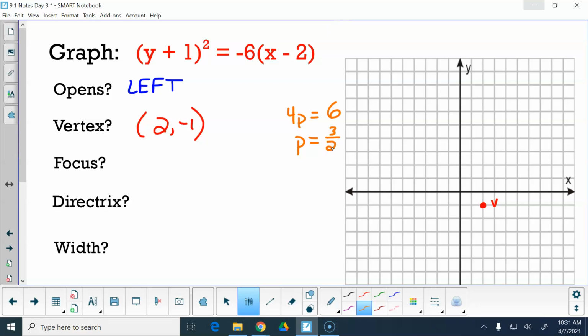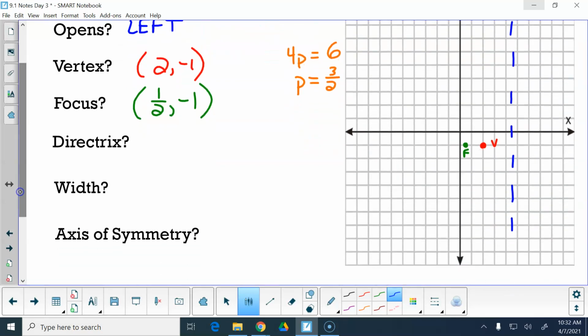Okay. So if 4p is 6, p is 3/2, that means we are going to go 1.5 to the left for my focus. Which means then that my focus would be at 1/2, -1. Agree? That means we would go 1.5 to the right, and that would give me my directrix.